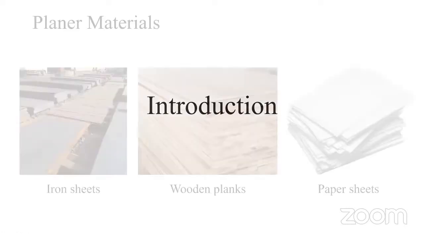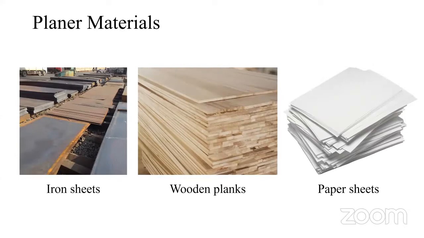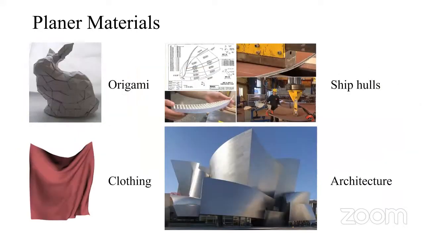Let's first do some introduction. In manufacturing or fabrication, planar materials such as iron sheets, voltage plants, and paper sheets are often easier to mass produce than curved materials. So manufacturing non-planar models by bending planar materials can save manpower and materials. So it often appears in many different designs, such as origami, shape healing, clothing and architecture. We can see here for this architecture, the surface of the architecture is a developable surface, and that can be fabricated by planar material.